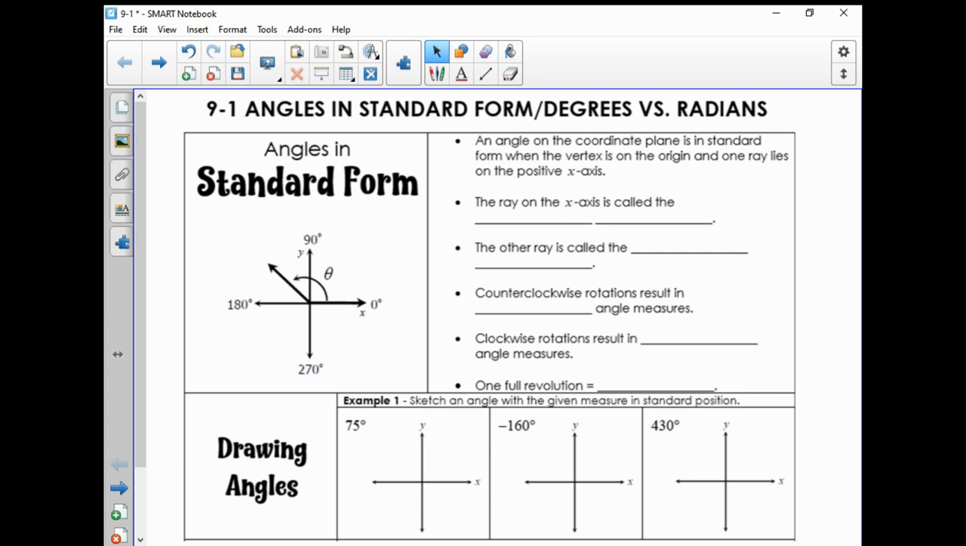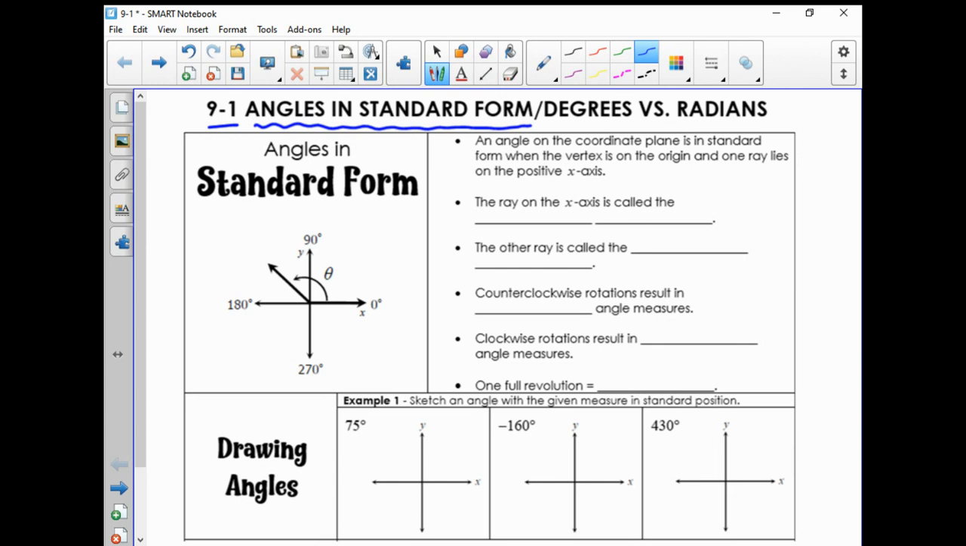All right, welcome to a brand new unit. Unit 9, we're going to be talking about the unit circle. But to begin with, 9.1 starts off with angles that are drawn in what we call standard form. All right, so for an angle in standard form, this has to happen.